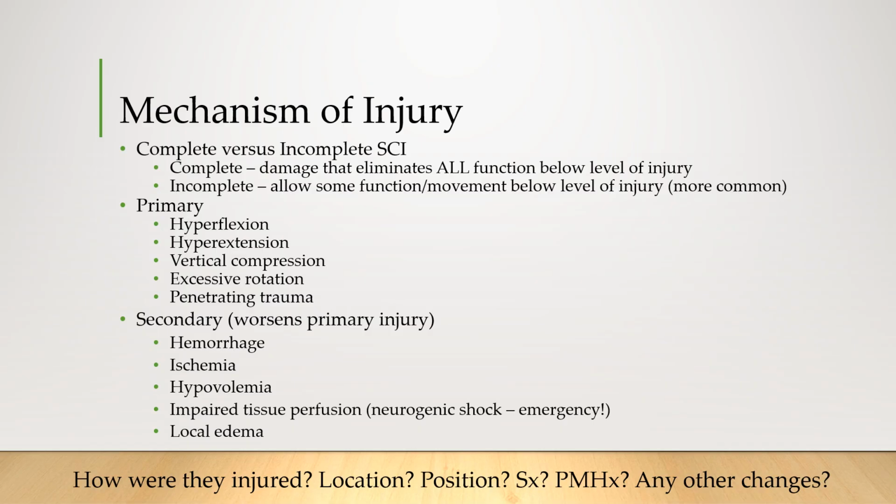Mechanisms of injury. There are primary and there are secondary that we are going to talk about. There can be a complete injury versus an incomplete injury. A complete injury is where the section of the spinal cord has been severed and the patient will lose all function below the injury of where the spinal cord was severed. Incomplete injury is where there is some function and movement below the injury. There is a lot of treatment that we can do for incomplete injury.